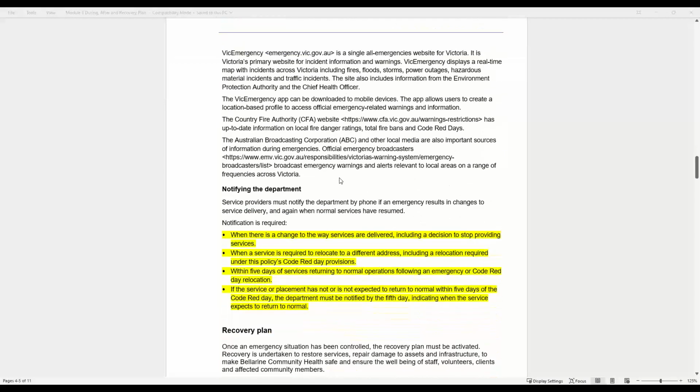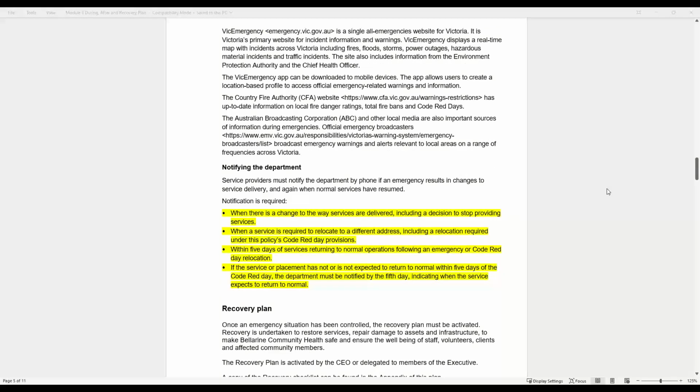One of those things is notifying the department, and we've highlighted this in the module as well, just to draw your attention to it. Service providers like Bellarine Community Health must notify the department by phone if an emergency results in changes to service delivery, and again when normal services have resumed. Notification is required where there is a change to the way services are delivered, including the decision to stop services, when a service is required to relocate to a different address, including relocation required under a catastrophic provision, within 5 days of services returning to normal operations following a catastrophic provision, and if the service or placement has not or is not expected to return to normal within 5 days.